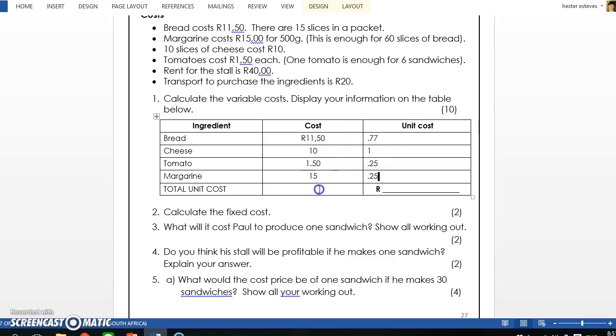A lot of you didn't add this up. If you add up the total unit cost, it will cost you 38 Rand. But we are going to just do unit cost, which is going to cost you 2 Rand and 27 cents.